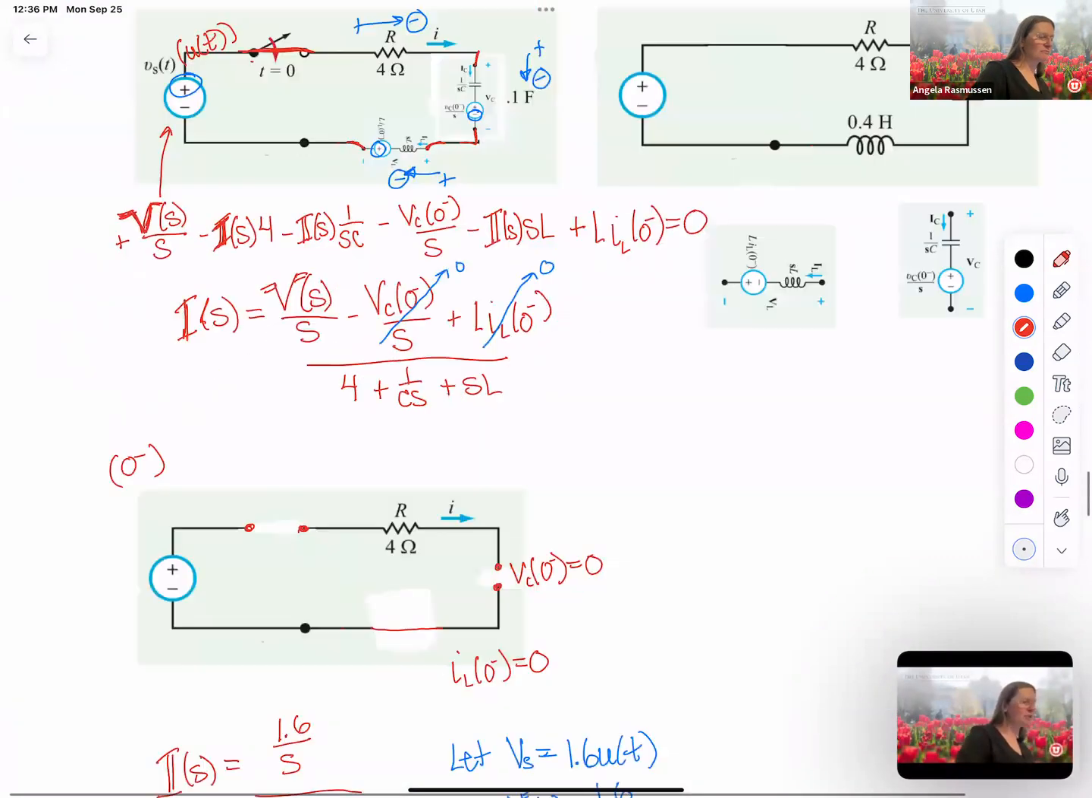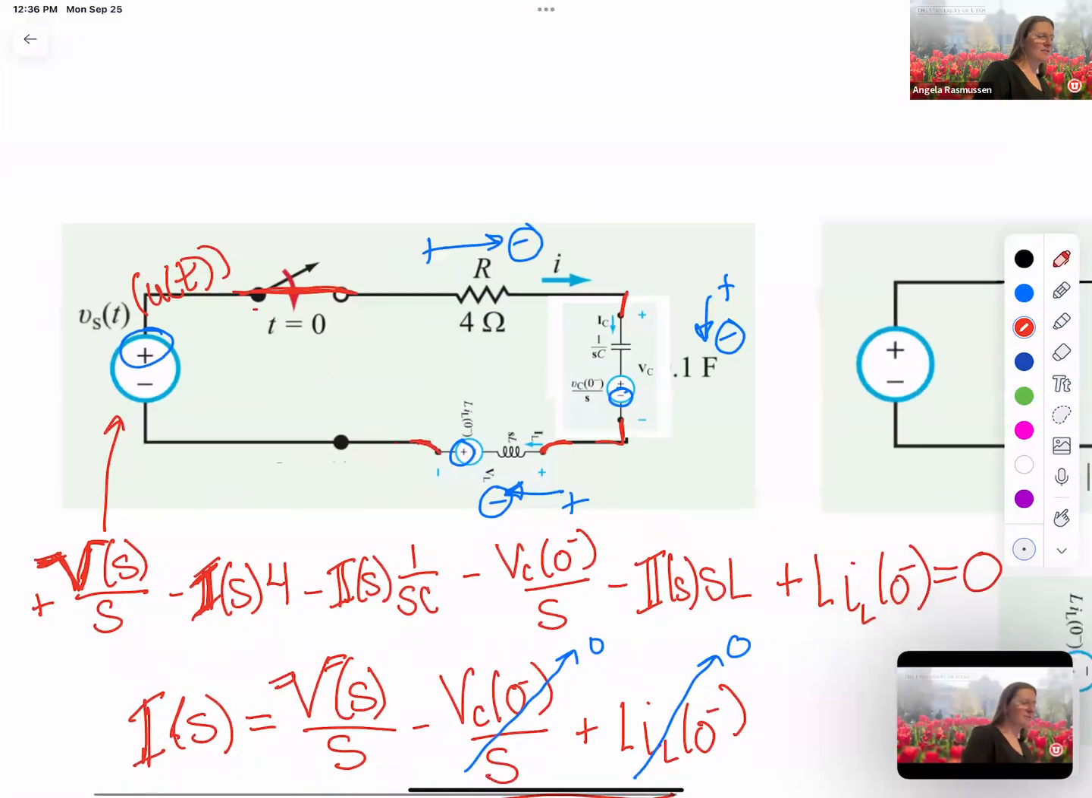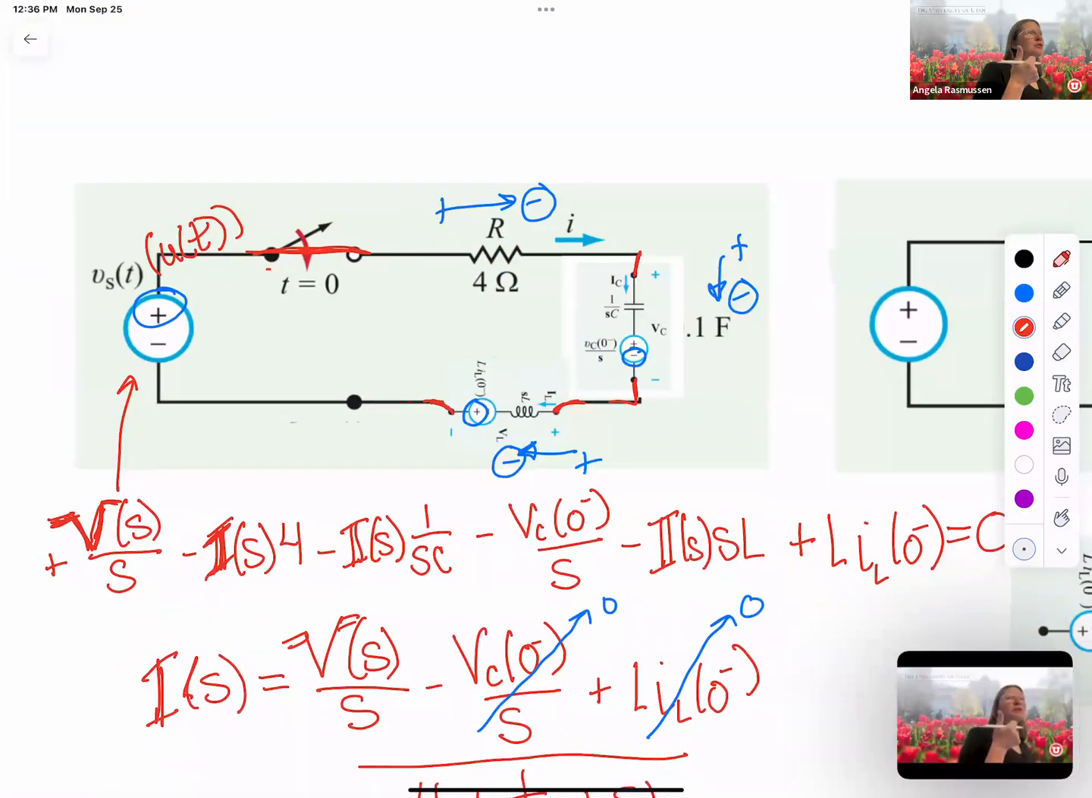So what did we do? Let me go backwards. What did we do first? Okay, so we changed it to the S domain model for the elements. Then what?